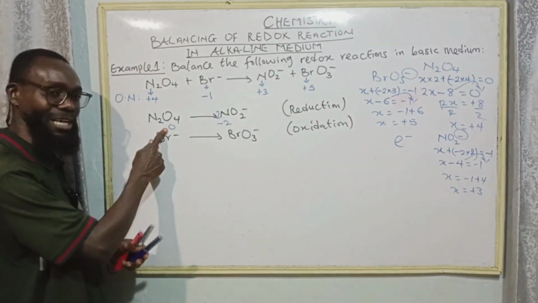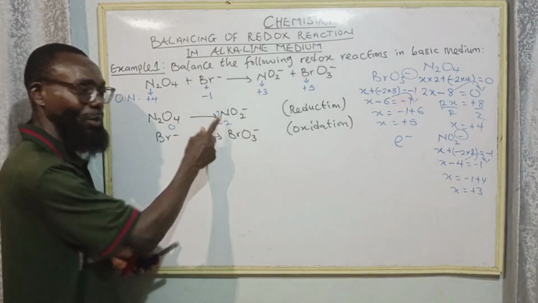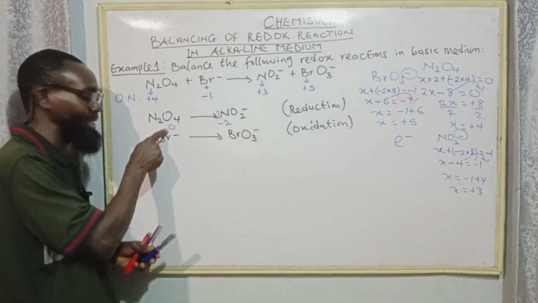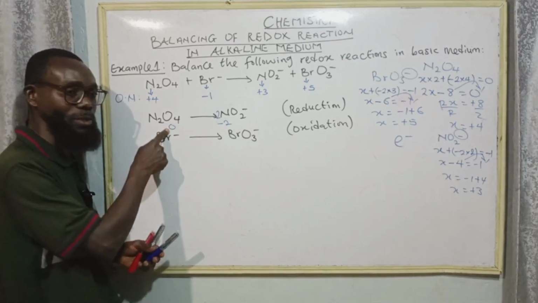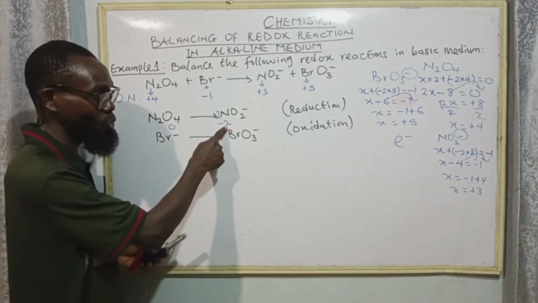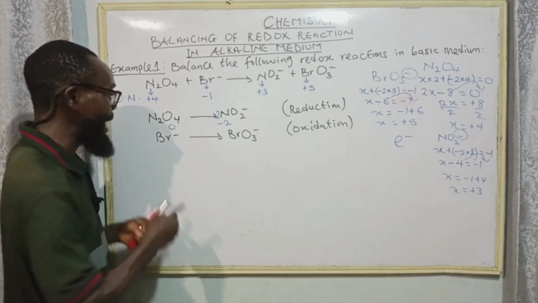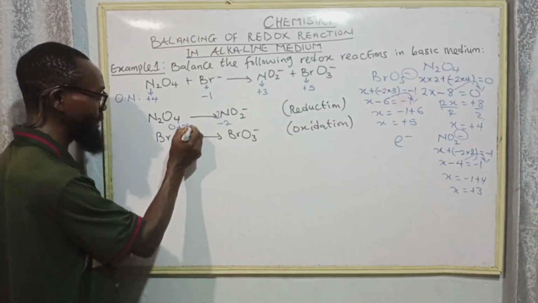We look at this one. This is 0. This is -2. We are going to add electron to this 0 because it's higher than -2. What are you going to take away from 0 to get -2? I'm going to take away -2. It means I'm going to add 2 electrons to it.